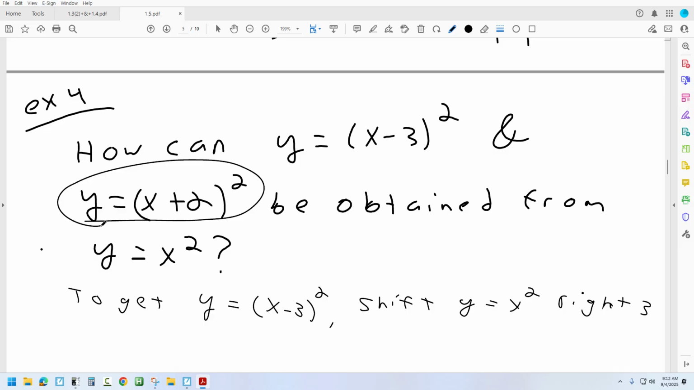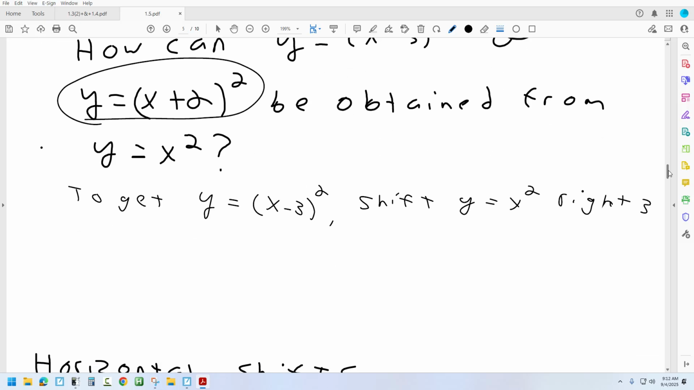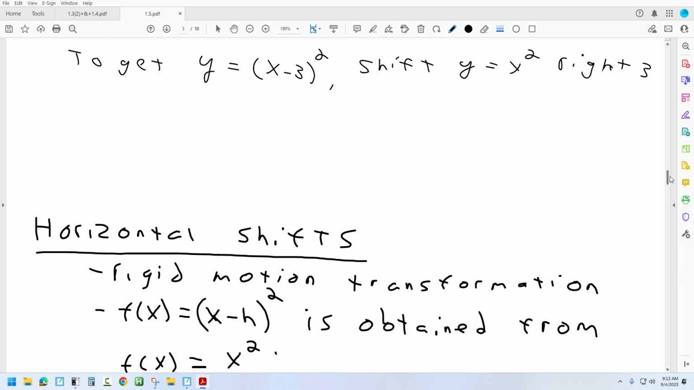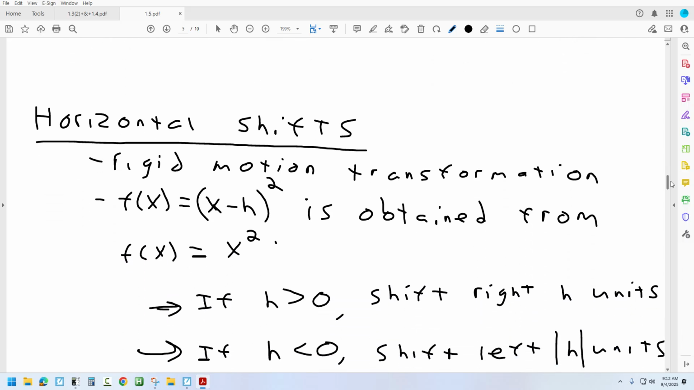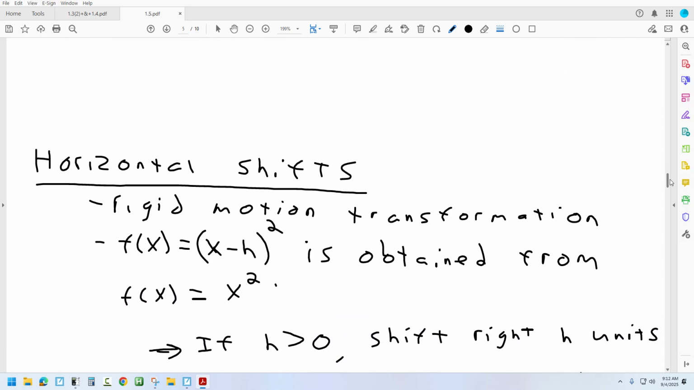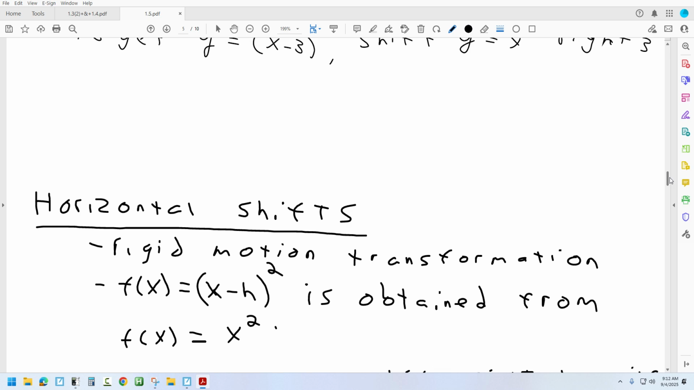So shifting left and right is another example of a rigid motion transformation. There's no distortion. It's not being stretched. You can stretch and shift at the same time. We're not doing that yet. We will. For now, we're just doing one at a time.